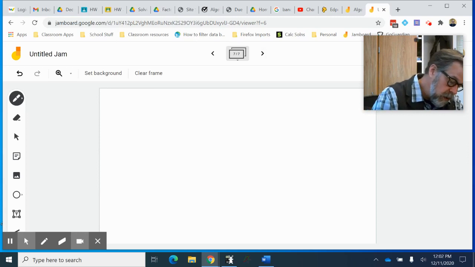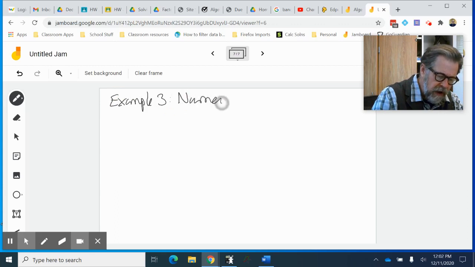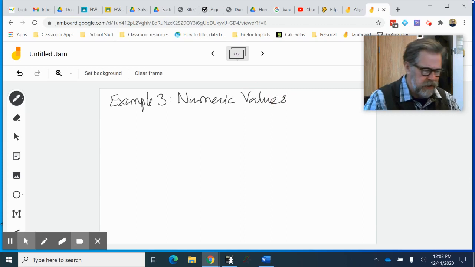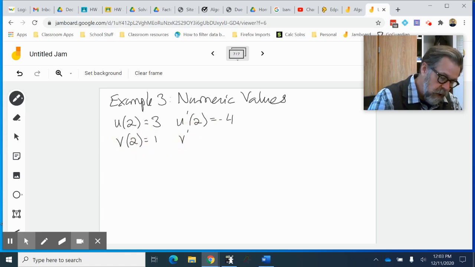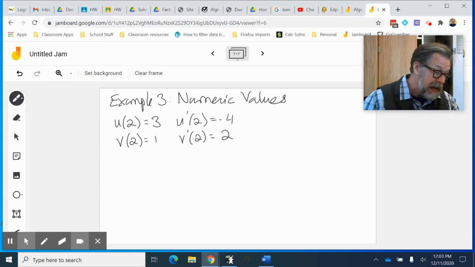And let's do another quick example, example 3, which is what if I have numeric values? And this is sort of a data issue. Sometimes you just collect data and you've got data. So what if I know that one function at x equals 2 has a value of 3, but it is changing at a rate of -4? And I have another function at x equals 2 with a value of 1, and it is changing with a rate of +2.